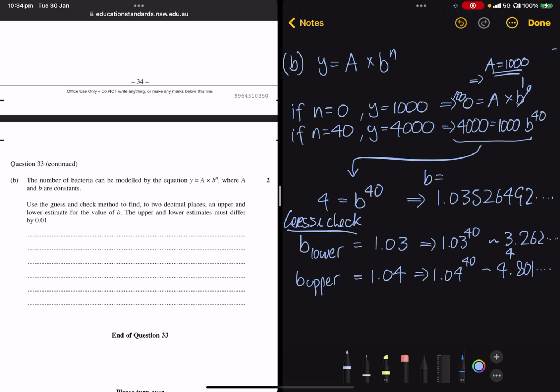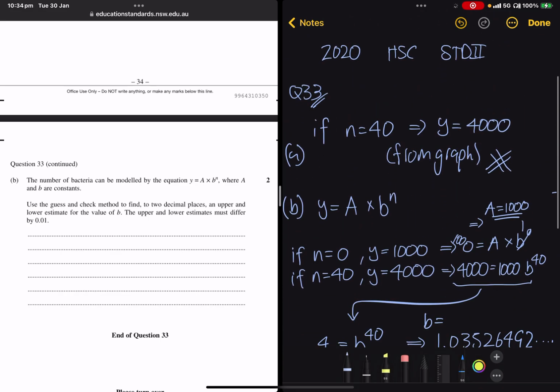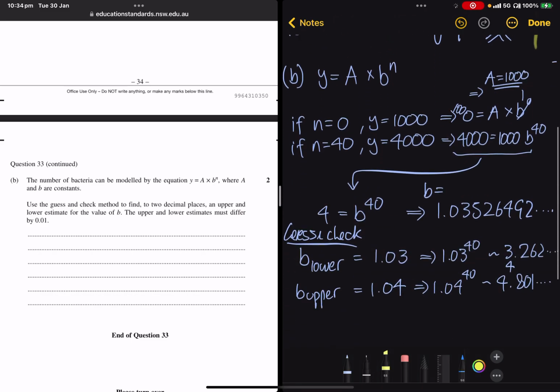Something along these lines is going to be acceptable. Now in terms of the marking, you are going to get 1 mark for having y equals 4,000 from the graph for part A. For part B, you're going to get 1 mark for some working either using the equations or using guess and check. Because they've said guess and check, it really opens up what kinds of things they could be asking you to do here.